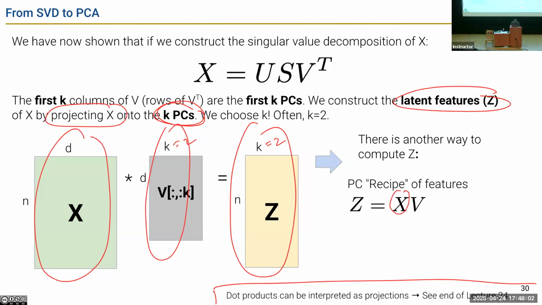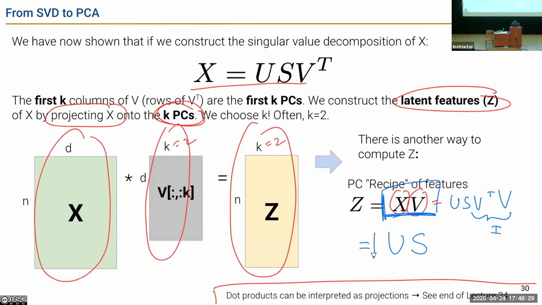This is the interpretation of PCs as a recipe. We start with our original features, and we mix those features according to our principal component recipe to get our new latent features. But using our knowledge from SVD, we can write this. If we know that X is USV^T, we can rewrite this as USV^T times V. We know V is orthonormal, so we're left with just US. So we can either construct our latent features by multiplying X and V, or by multiplying U and S.